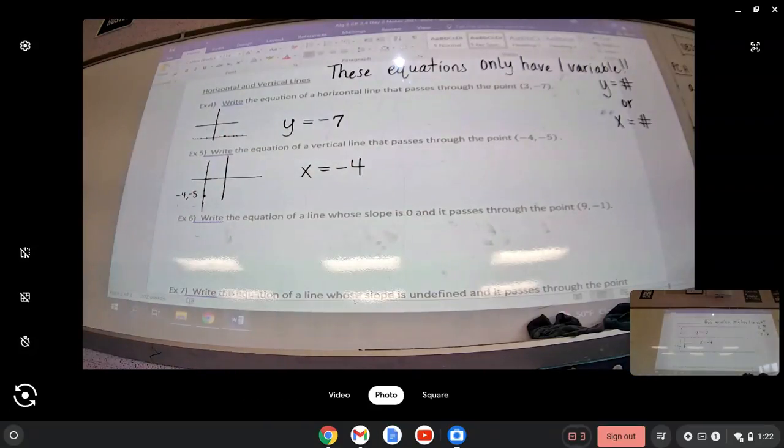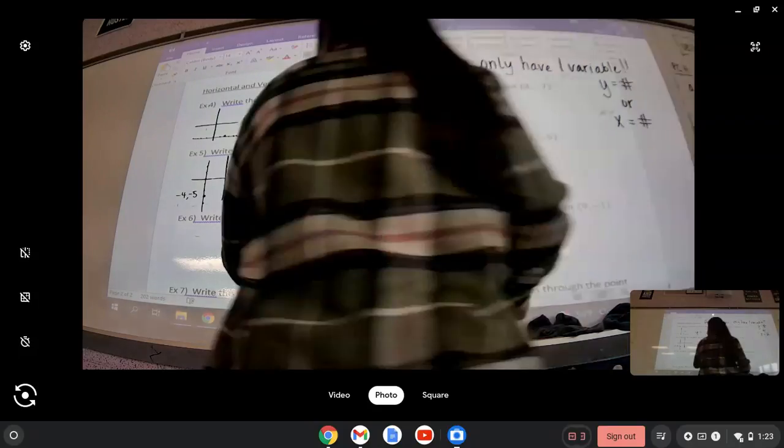Done. Again, there's no work. We don't have to sit here and plug numbers in. You just have to be able to figure out, on a horizontal or vertical line, which coordinate didn't change. All right, look at number 6.